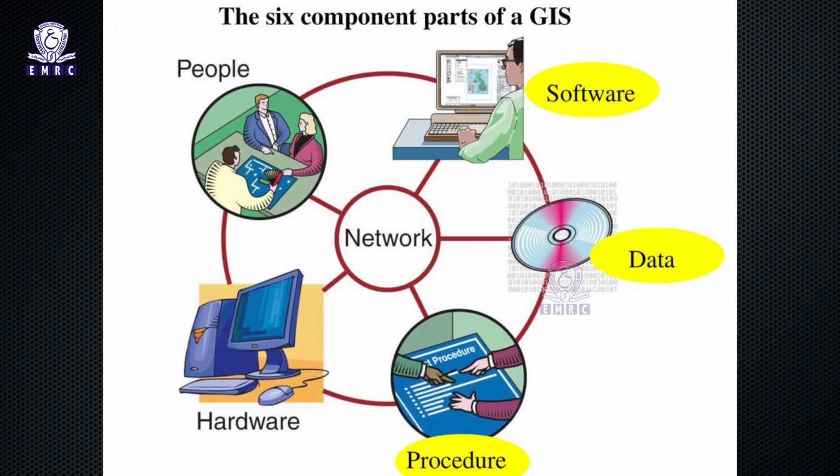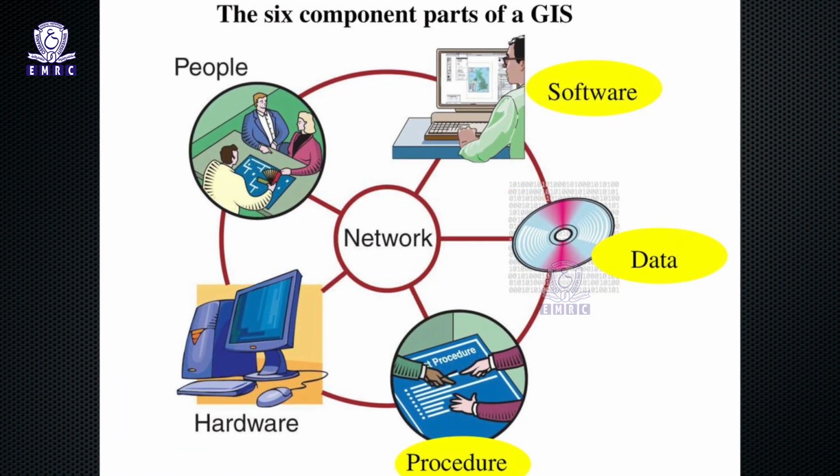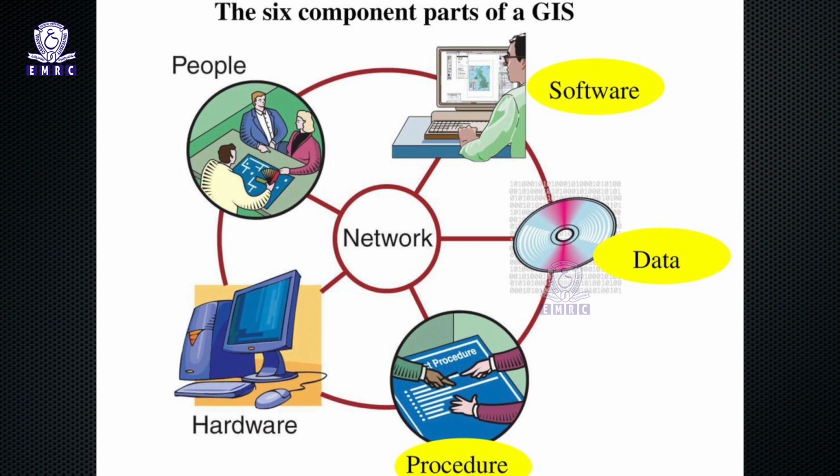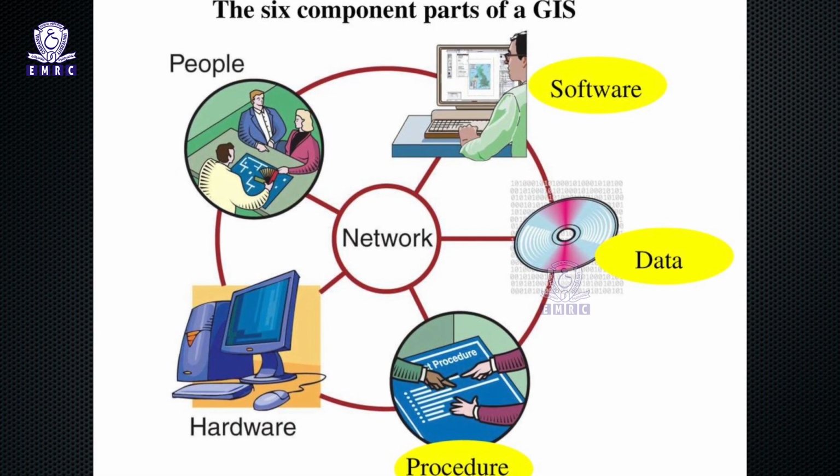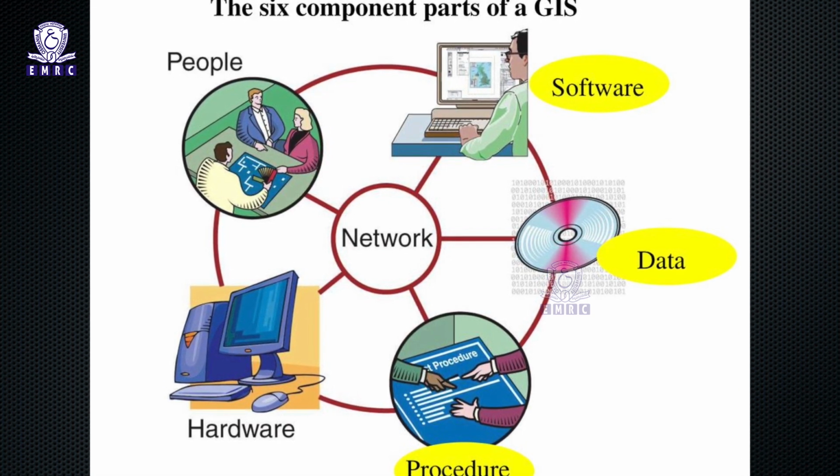The 6 parts of a GIS are hardware, software, data, methods, people and network. Previously, there were only 5 parts to a GIS. Network was later added with the advent of the widely used internet.